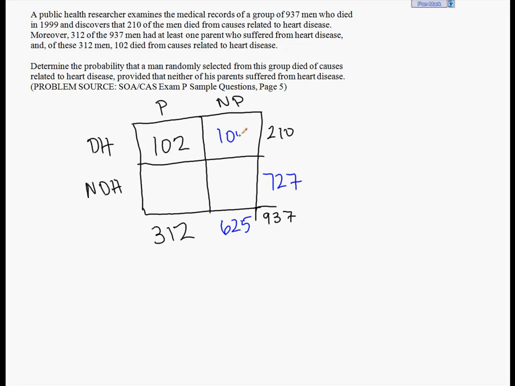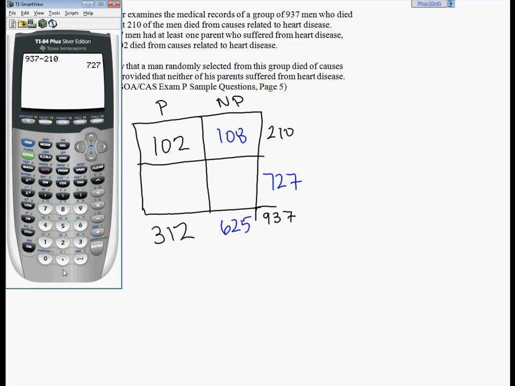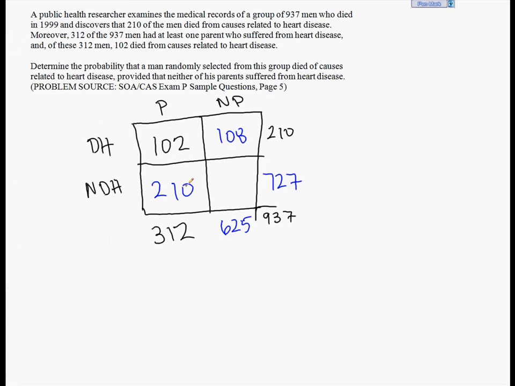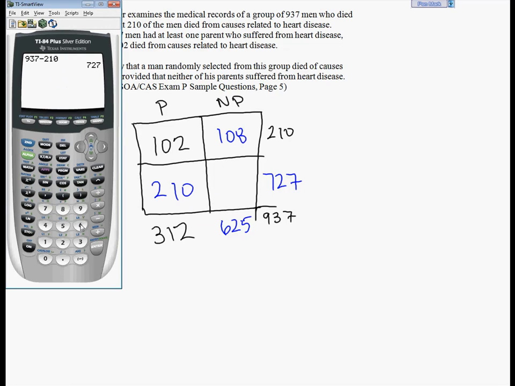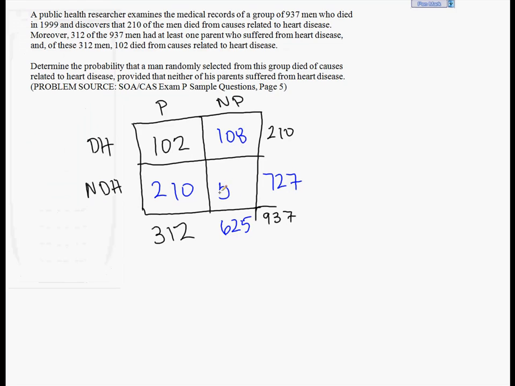This is a difference of 108. So 102 plus 108 gives me 210. And I can do the same thing here. 312 minus 102 is going to be 210. And this one I think I'll just go ahead and do. I'll probably be faster at it. 625 minus 108, that's 517.